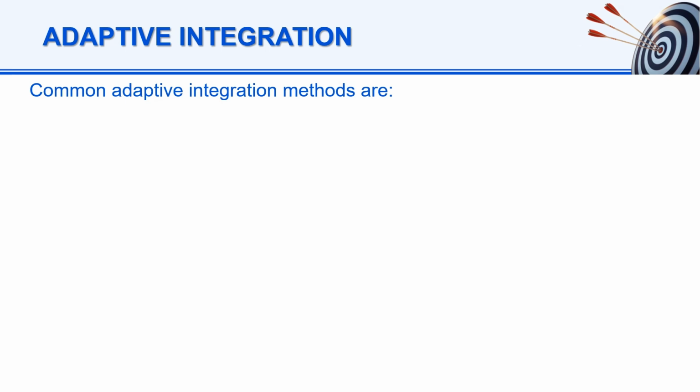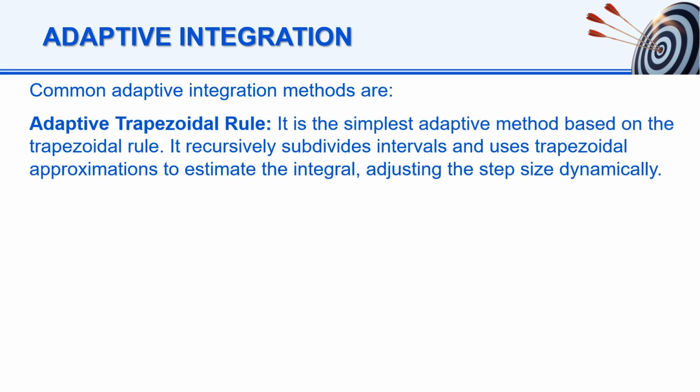Common adaptive integration methods are: adaptive trapezoidal rule. It is the simplest adaptive method based on the trapezoidal rule. It recursively subdivides intervals and uses trapezoidal approximations to estimate the integral, adjusting the step size dynamically.